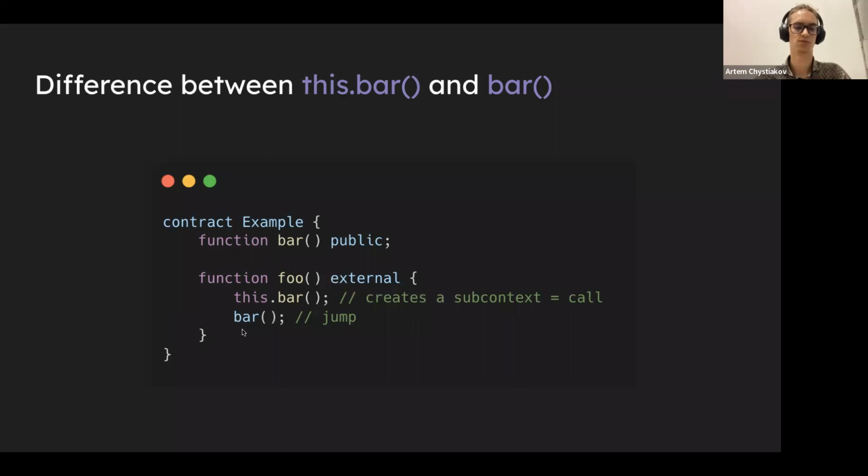Using bar is much cheaper, but sometimes you have to use this syntax, this.bar, to do some advanced stuff, like calling the contract or calling yourself from the external libraries to do some optimization. So yeah, it is an advanced topic. So 99% of the time, this.bar shouldn't be used.